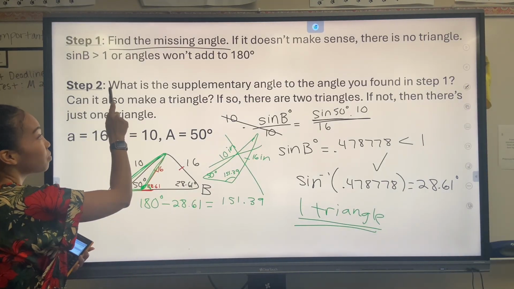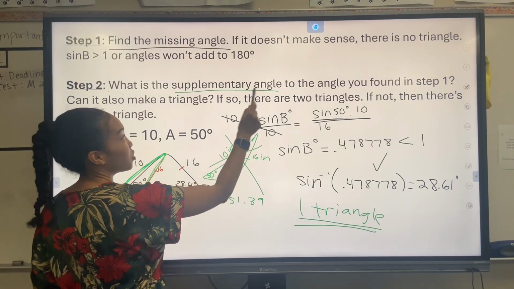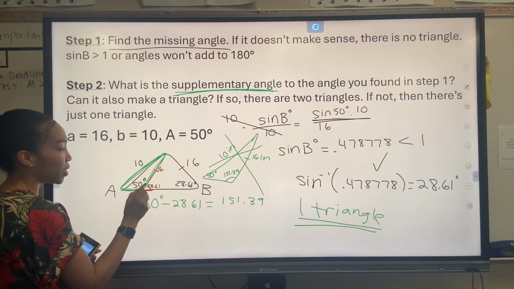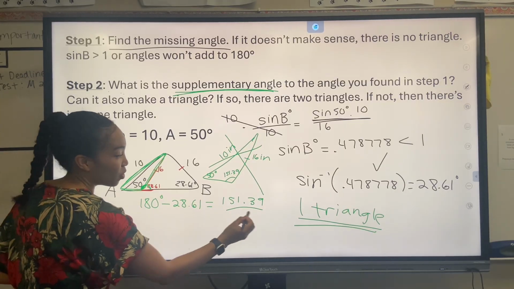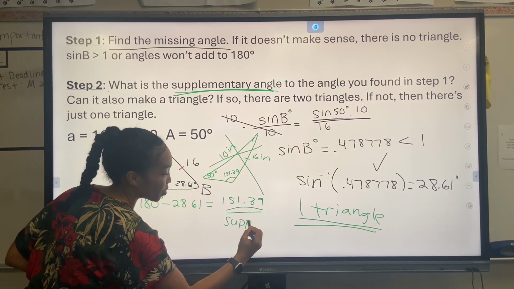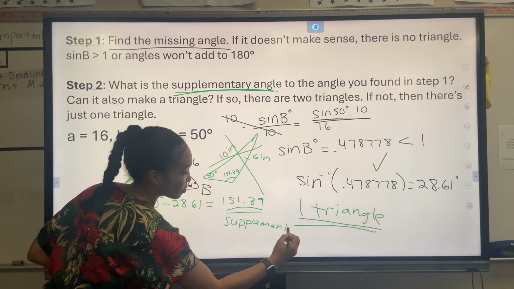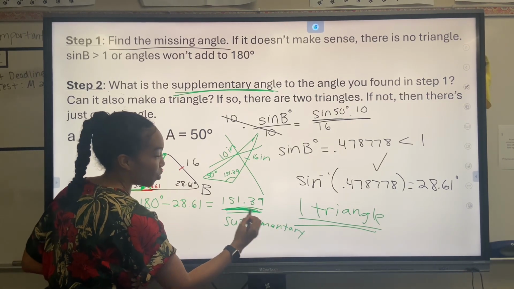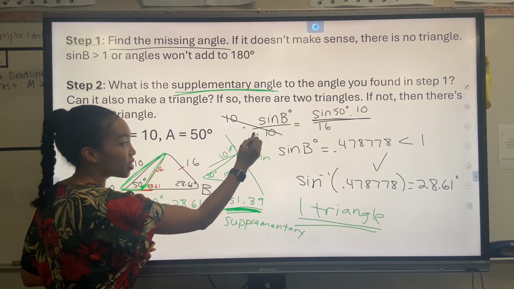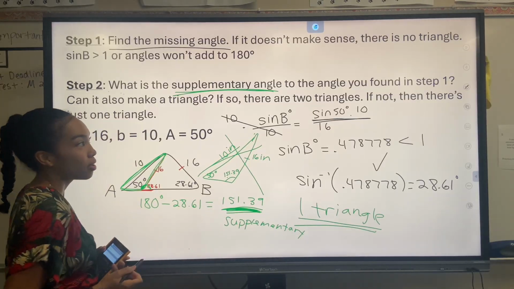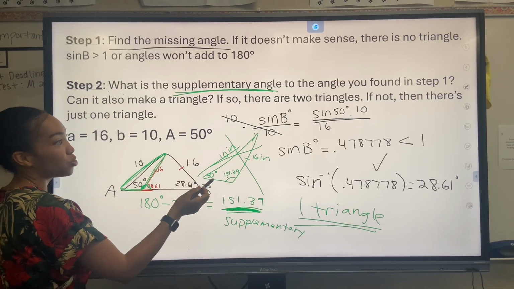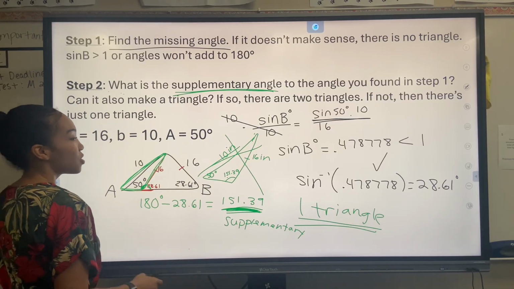That's step 2. So we found the supplementary angle. Supplementary angles add up to 180. So we found what the supplementary angle was. This is the supplementary angle. And this supplementary angle, 151, was too big to make this triangle possible. Okay? So there are not 2 triangles. There's only one.